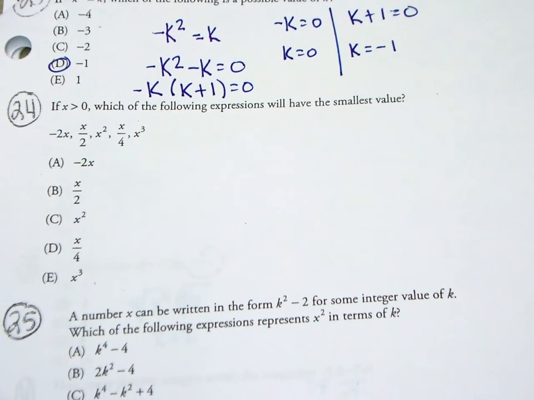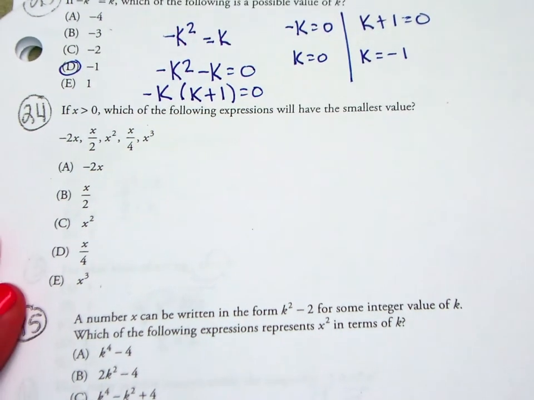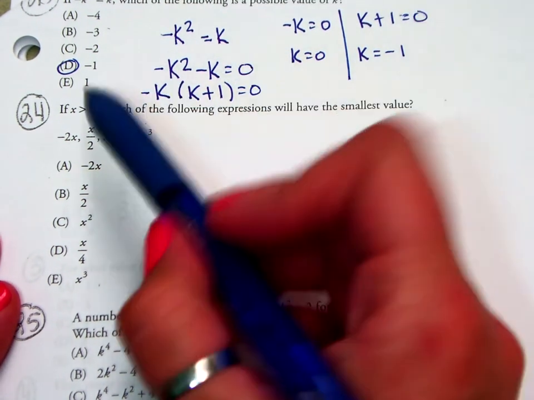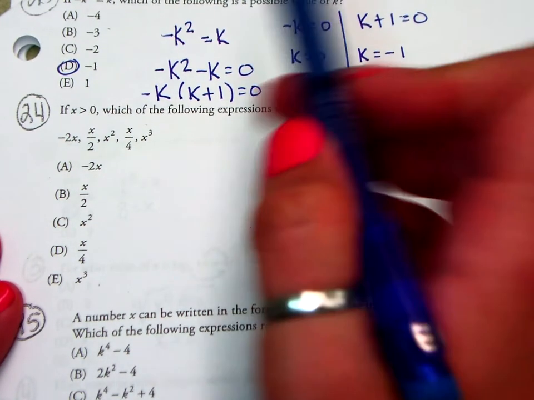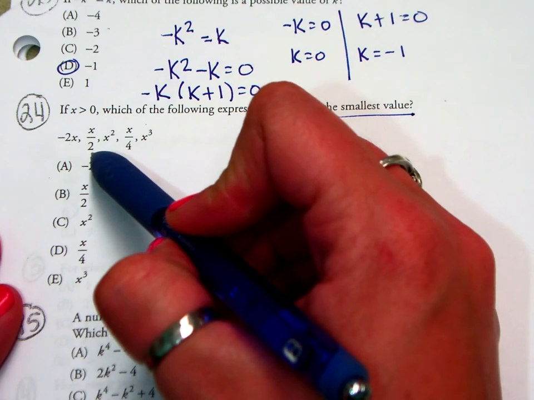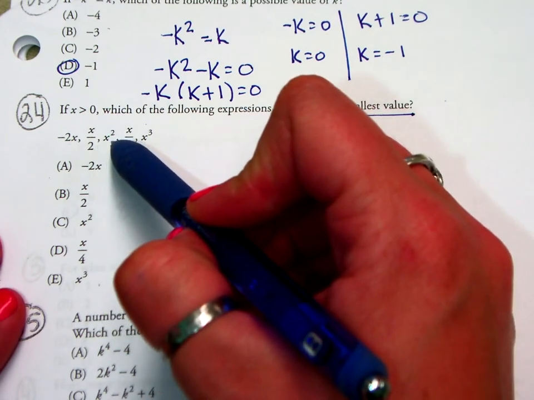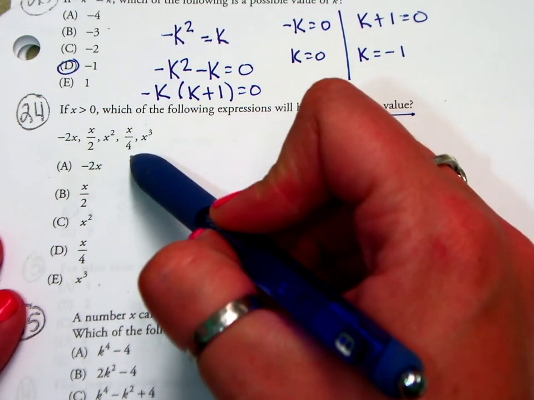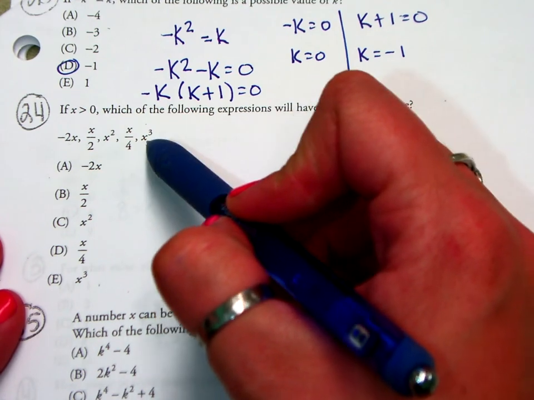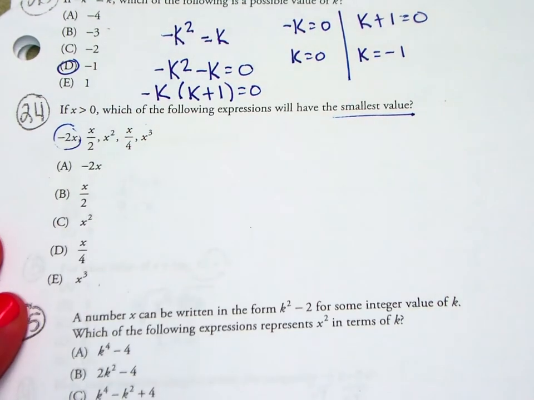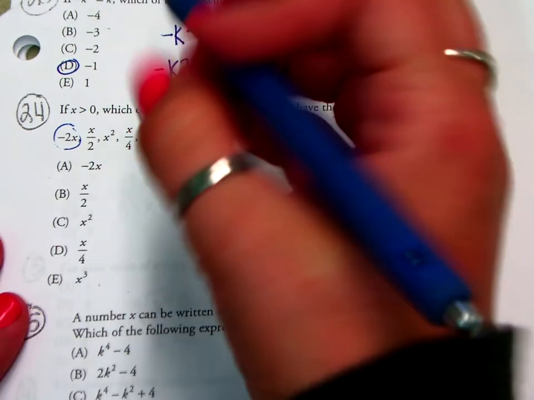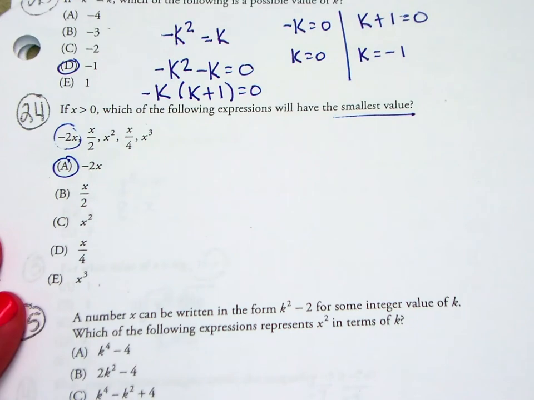x is greater than 0. Which of the following will have the smallest value? So you can honestly do pretty much whatever you want to, or use a little common sense here. If x is greater than 0, I'm looking for which one has the smallest value. A positive over a positive is a positive. A positive squared is a positive. A positive over a positive is positive. And a positive raised to the third is a positive. However, right here, a positive times a negative will always be a negative, making A the correct answer.